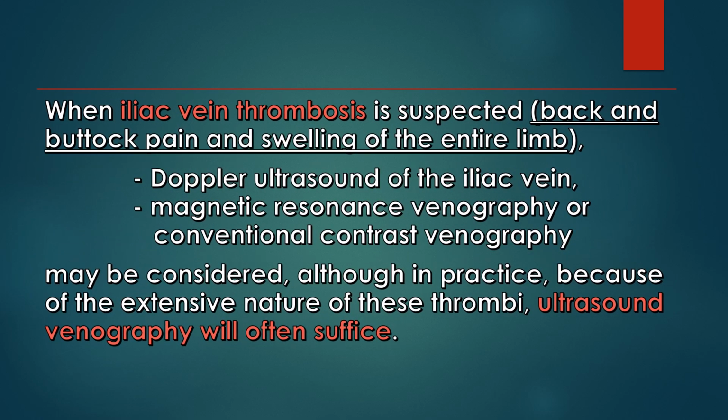When iliac vein thrombosis is suspected, with back and buttock pain and swelling of the entire limb, Doppler ultrasound of the iliac vein, magnetic resonance venography, or conventional contrast venography may be considered, although in practice, because of the extensive nature of these thrombi, ultrasound venography will often suffice.